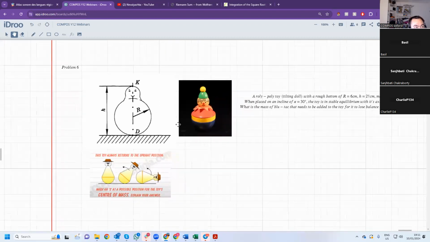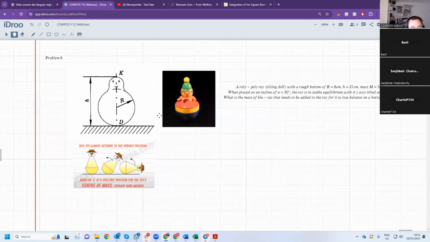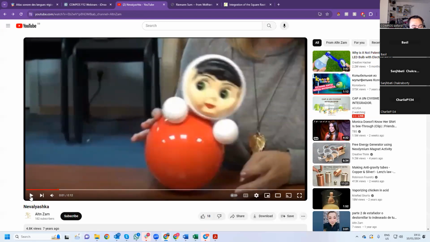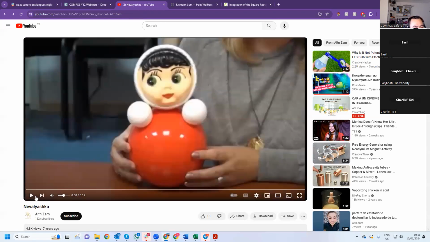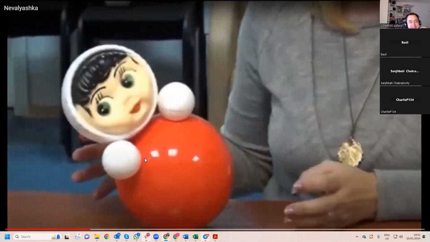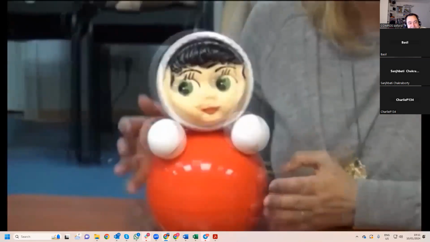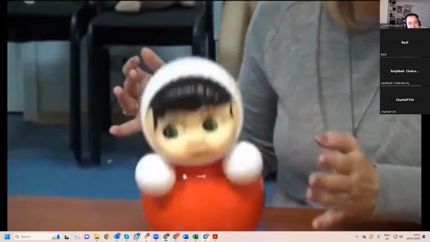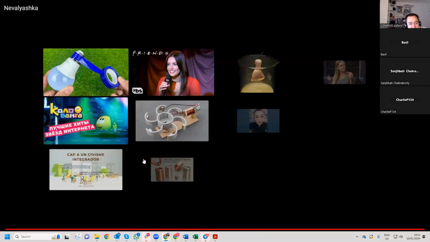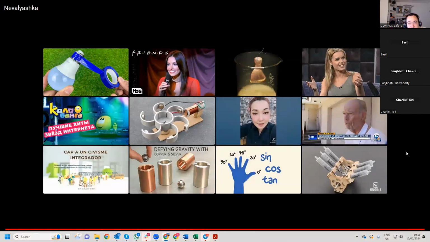this is a toy. This is called a Nevalashka, or a roly-poly toy or a tilting doll. So this is how it works. This is the doll. This is the Russian variant, which scared me to my core when I was 3 years old. Okay, almost as scary as a clown. So you let go of the doll, and the doll doesn't fall down.